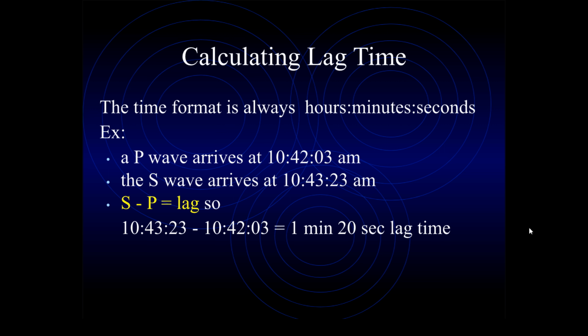So if we have an example where our P wave arrives at 10:42:03 and our S wave arrives at 10:43:23, we would take S minus P, so 10:43:23 minus 10:42:03, and the difference is 1 minute and 20 seconds. Our time format is always hour, minute, second.